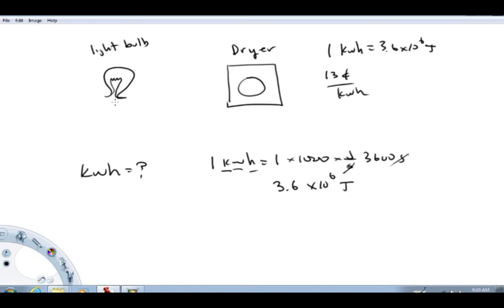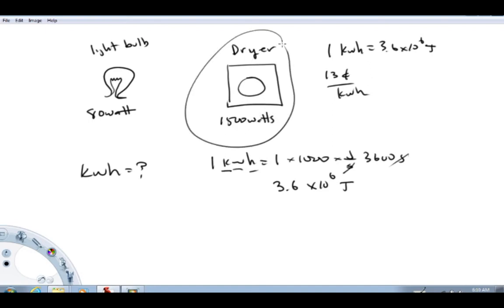Over here, this light bulb, let's imagine that this is an 80 watt bulb. When a light bulb is 80 watts, it means it uses energy at a rate of 80 joules per second. An electric dryer is quite a bit more powerful, and I'm just going to make up a number here. Let's say that this dryer is 1,500 watts. Let's start with this one. This is probably the better example to start with. So 1,500 watts is 1.5 kilowatts.